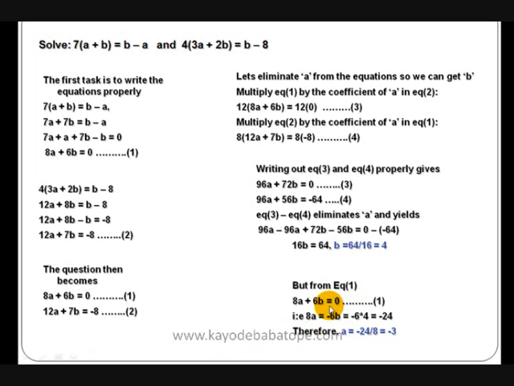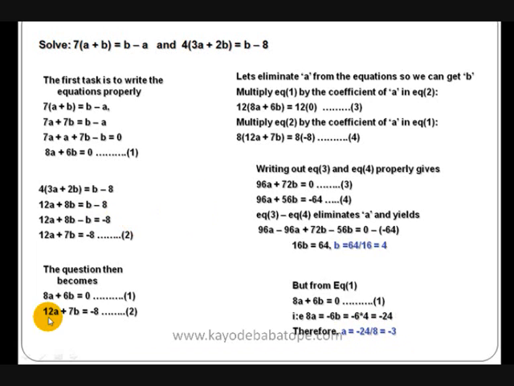Now that you have been able to calculate the value of one of the variables, you can use the substitution method to calculate the value of the other variable. From equation 1, and you can use any of the equations, 8a plus 6b equals 0. Now you already know the value of b, that b equals 4. So 8a should be equal to minus 6b. Okay, but b has been calculated to be equal to 4. Therefore 8a will be equal to minus 6 times 4, which is minus 24. So therefore a will be equal to minus 24 divided by 8, which is equal to minus 3.